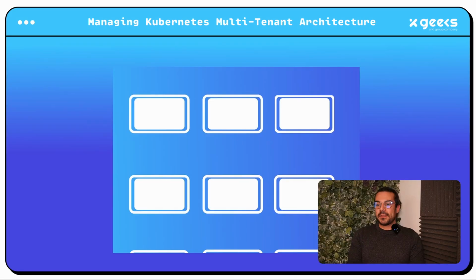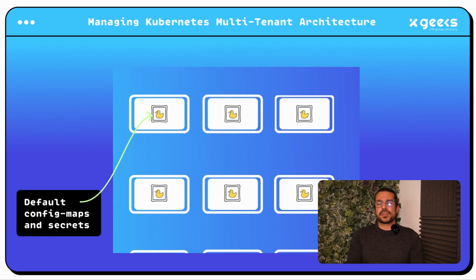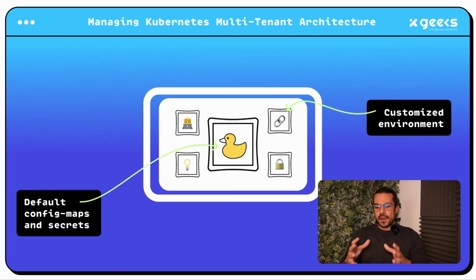Some tenants might have specific needs, and it's crucial to meet the needs of each tenant for operational efficiency, let's say. But this is also a little tricky. We can have default config maps and secrets that allow administrators to customize environment variables, sensitive information like secrets and so on. This ensures that each tenant can have their environment configured the way they like it. Tenants must follow some rules nonetheless.